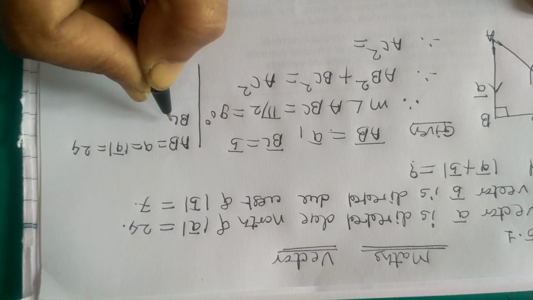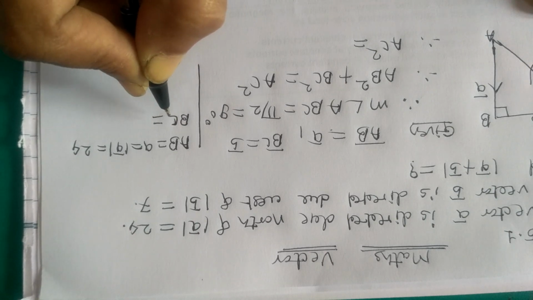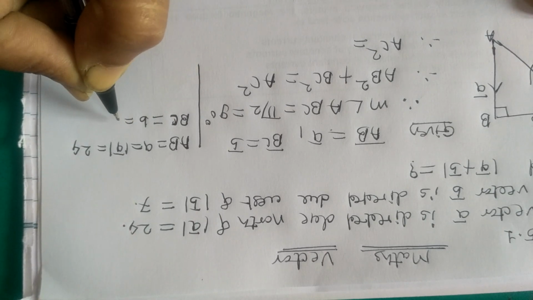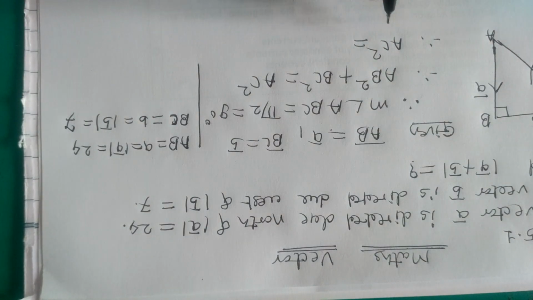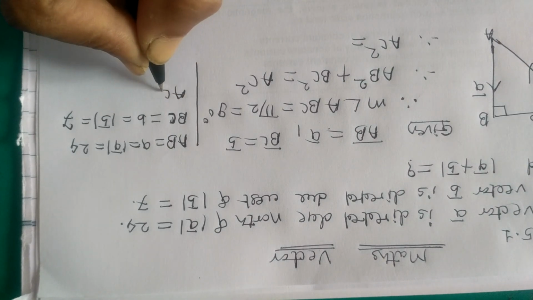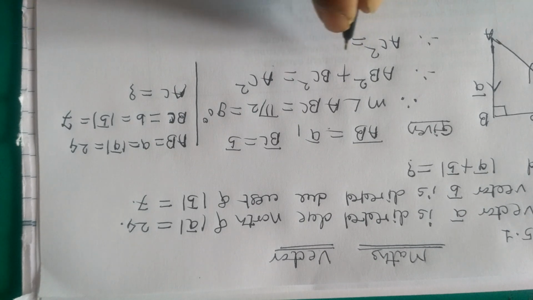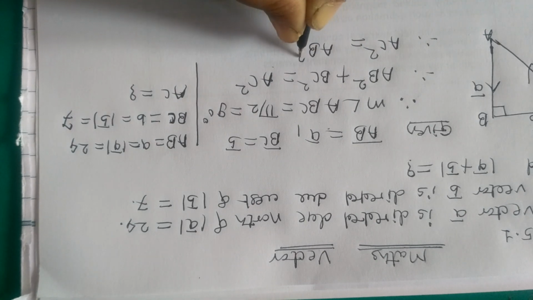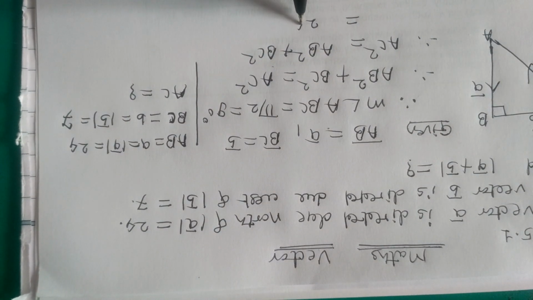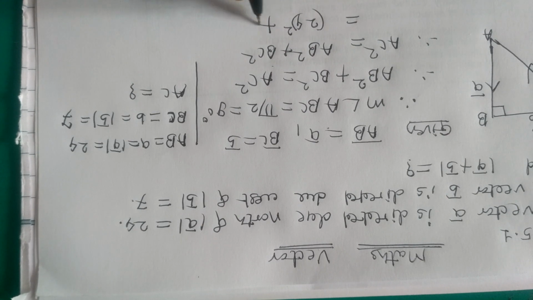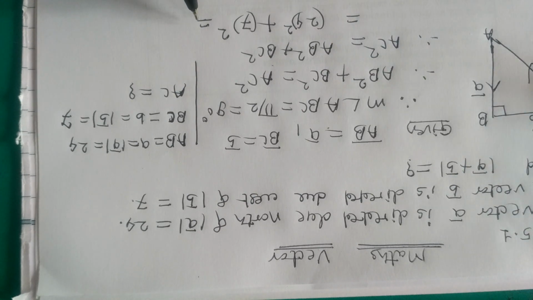Now second, BC bar, for this we denote the vector b bar. So in terms of magnitude we can write BC is equal to b, which is equal to the magnitude of b bar, equal to 7. So by using this we have to find the vector in the direction of AC. So AC square is equal to AB square plus BC square, and that value is equal to 24 square plus 7 square.